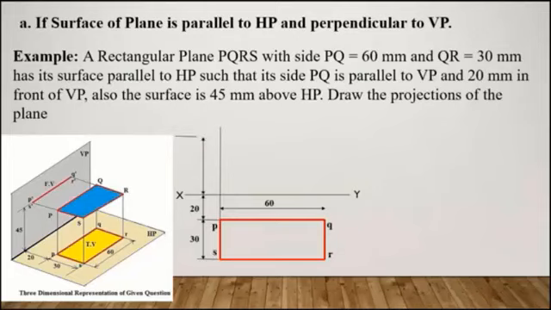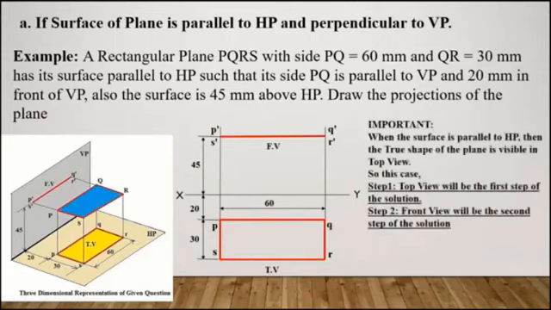Now the distance. The plane is 45 mm above HP, so the front view will be 45 mm above XY line. Take a projector and this is your front view. Naming it, you will have 2 points here. One is P dash and one will be S dash. Then on the other side we will have Q dash and R dash. So this is the top view and this is the front view.